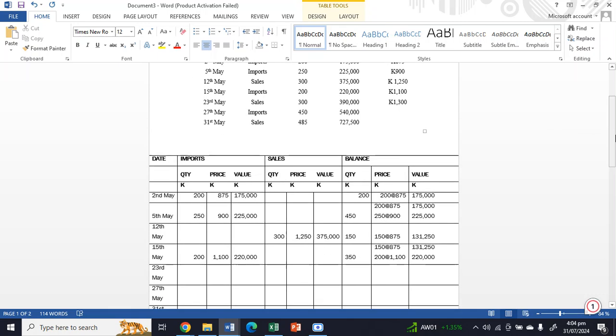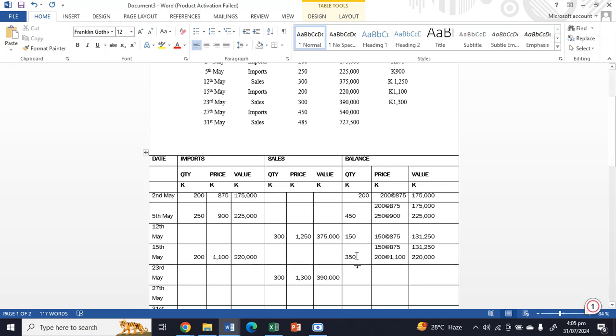So we come here to our information. 23rd May, sales 300 goods at 1,300 each. We made 390,000.